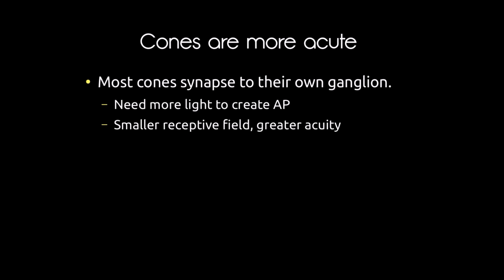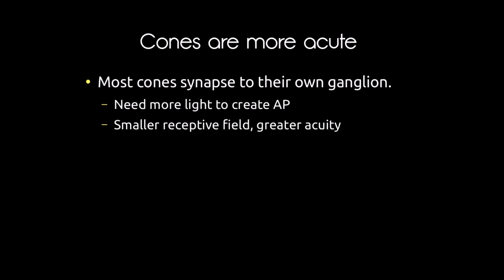Now this has the other problem. We need a lot more light to hit a cone cell and cause a much larger graded potential in that cone cell to bring a ganglion cell to the action potential. But that's kind of a trade-off that we're getting. They can only be used in well-lit situations, but we get very good acuity out of them.